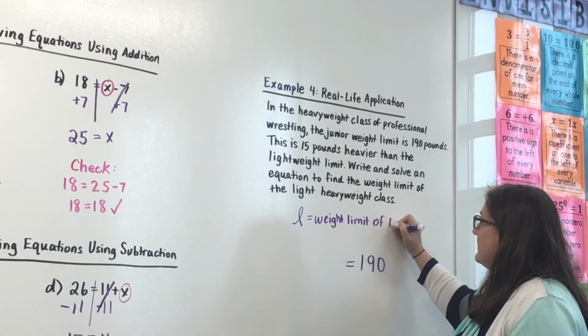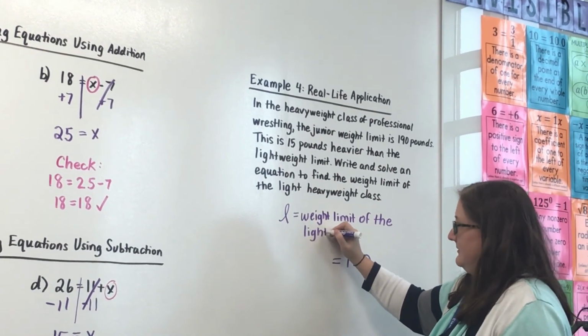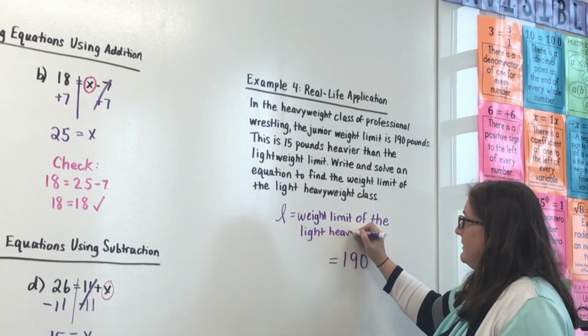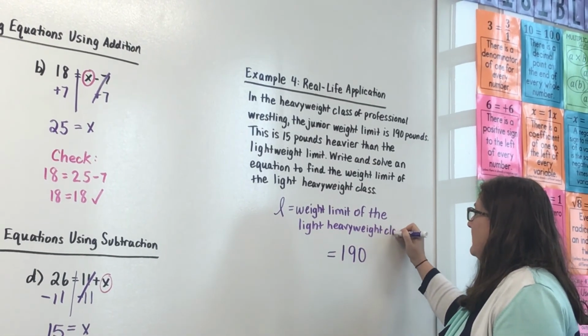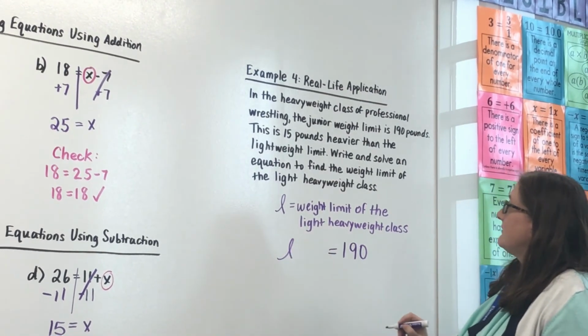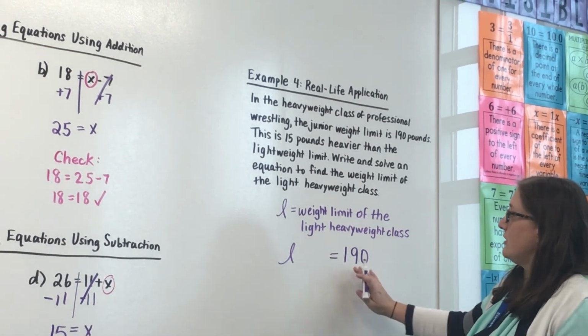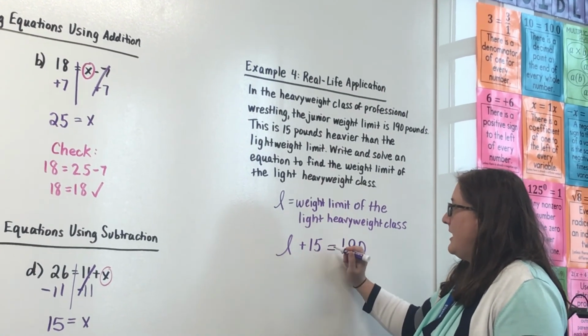of the lightweight class, or the light heavyweight class. It's kind of confusing. So the light heavyweight class, it's 15 pounds heavier to get to this one. So I have to add 15. And now I'm going to solve it.